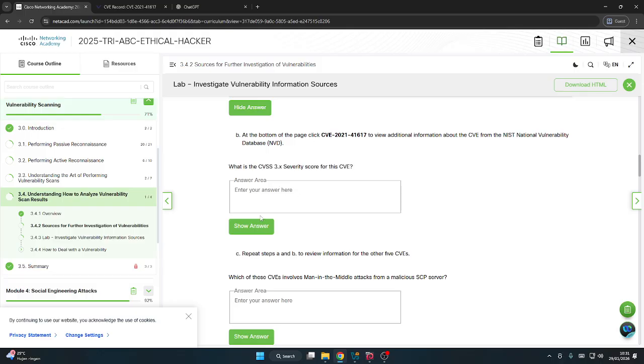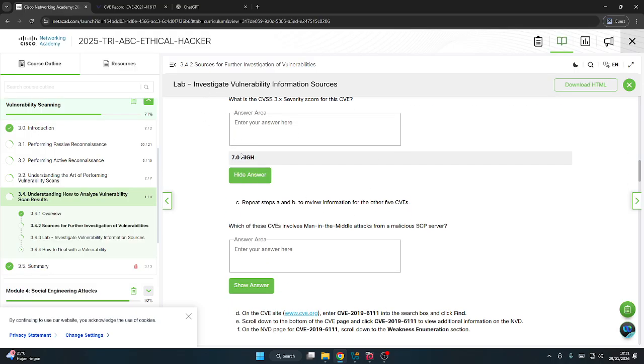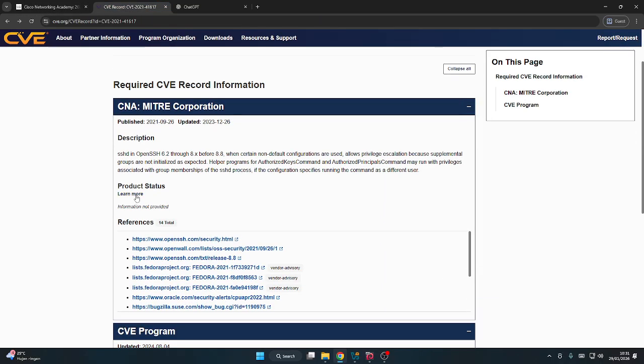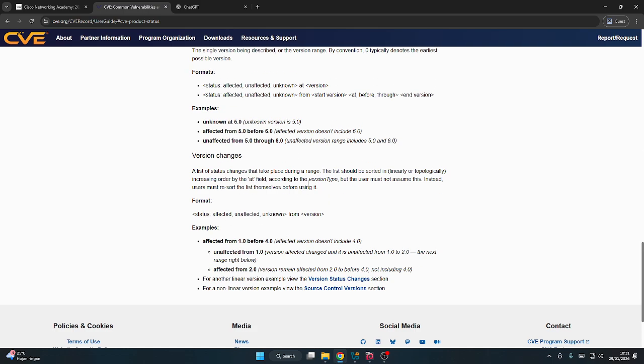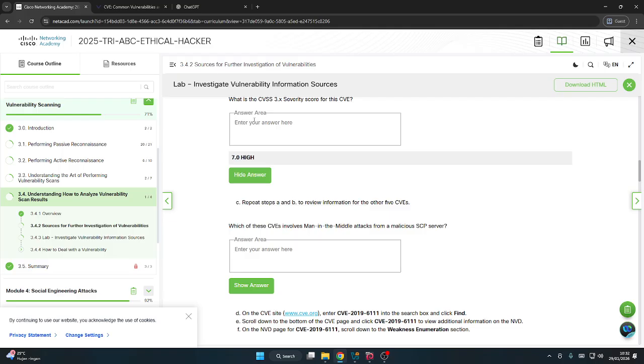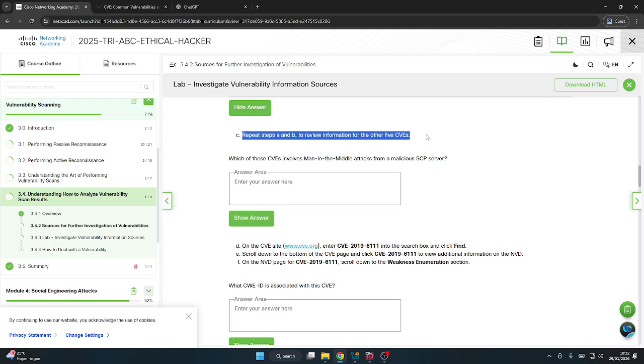Okay, we will see the answer. Let me see here. There's no information about SSVC. There's an example at 5.0 or here, affected from, unaffected from, and next is repeat steps A and B to gather the information about the other 5 CVEs.